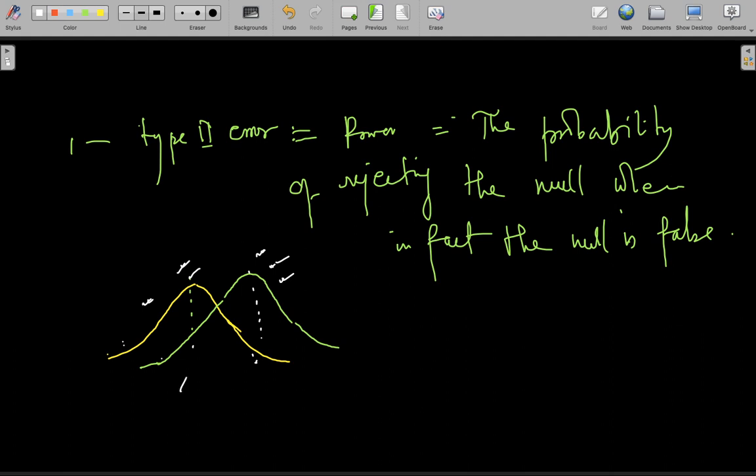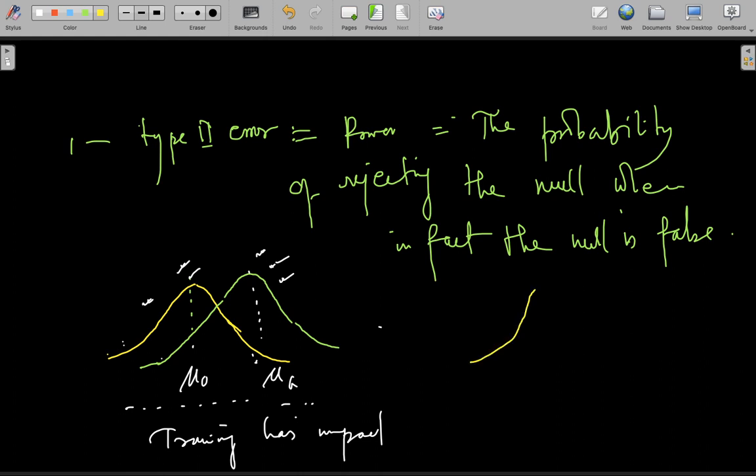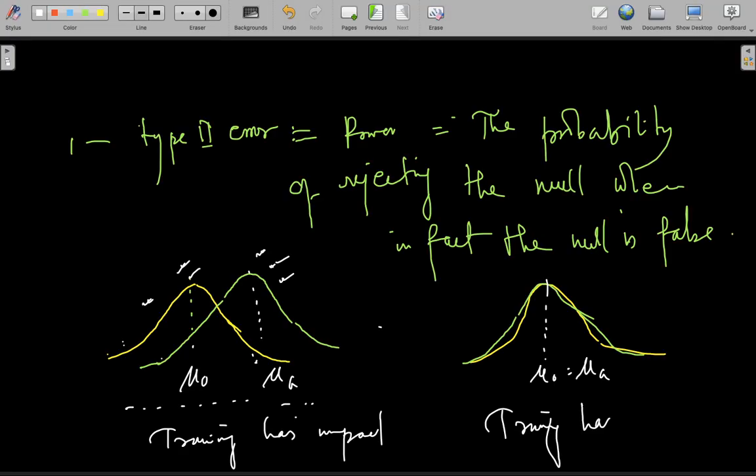And if, let's say, they have means mu 0 and mu a, what I have to understand here is whether those who have gone through the training actually constitute a different population or not. If the training does not have any impact, my yellow distribution and the green distribution will coincide, because the population is going to remain the same. Every characteristic is going to remain the same. So let me write mu 0 equal to mu a. That means the training has no impact, right?